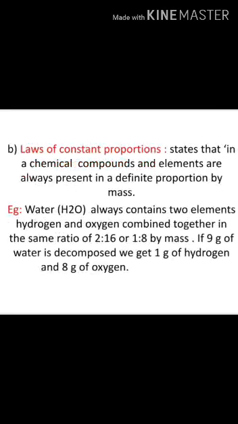The law of constant proportions states that in a chemical compound, elements are always present in a definite proportion by mass. Example: water, H2O, always contains two elements, hydrogen and oxygen, combined together in the same ratio of 2:16 or 1:8 by mass. If 9 grams of water is decomposed, we get 1 gram of hydrogen and 8 grams of oxygen.